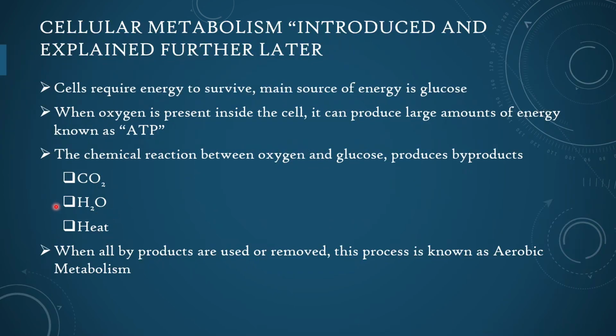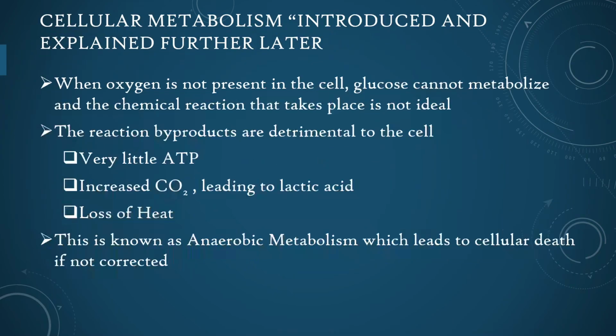And where does the water go? It goes to the plasma, right? 99% water. We'll use that in the plasma. Also we get heat, right? And we're going to use that to keep that blood warm. We want that body temperature to be 98.2. When all the products are used or removed, this process is known as aerobic metabolism. That's what everybody's metabolism is right now, is aerobic. And that's what we're looking forward to having.